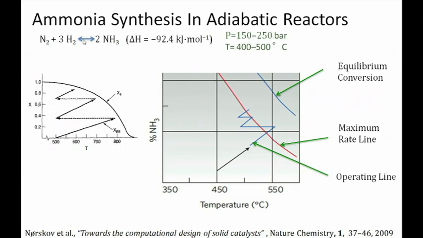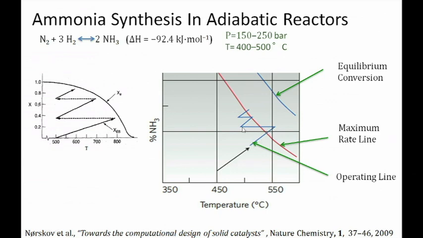Now, I am showing you here, for example, ammonia synthesis. So, nitrogen and hydrogen are making ammonia, an exothermic reaction. The outer envelope here is the equilibrium conversions, below which, as I said, there is a line of maximum rates. So, you want to start the reactor in such a way that it reaches the line of maximum rates.